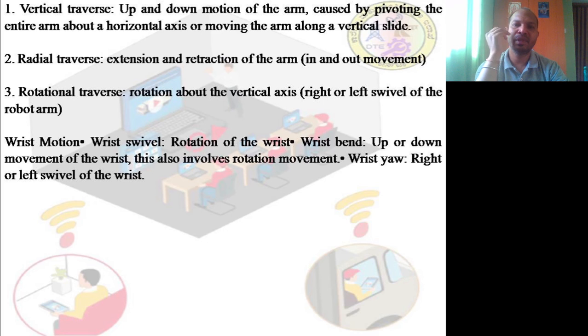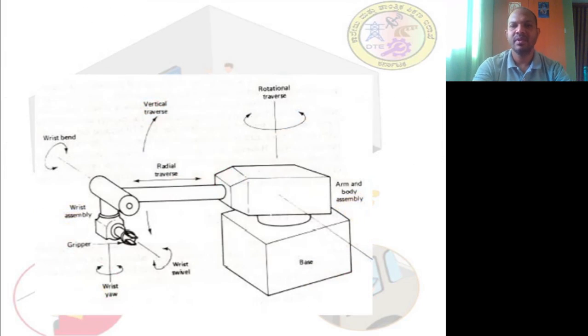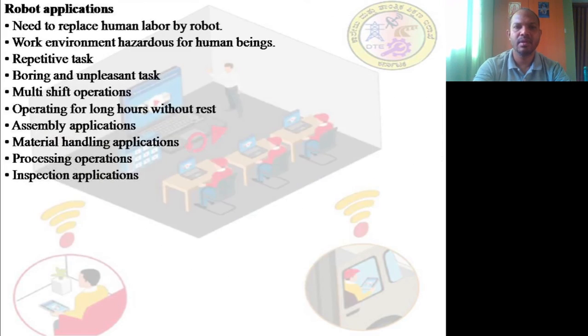Wrist movements are very important. There are three wrist movements. One is the wrist swivel, a rotation of the wrist. Next, wrist bend, the up and down movement of the wrist, which also involves a rotation movement. Then the wrist yaw, right and left movement. This is called the wrist yaw. That can be shown here in this figure.